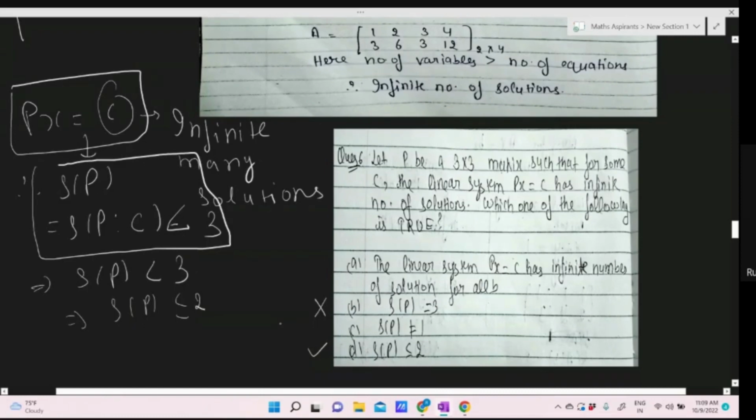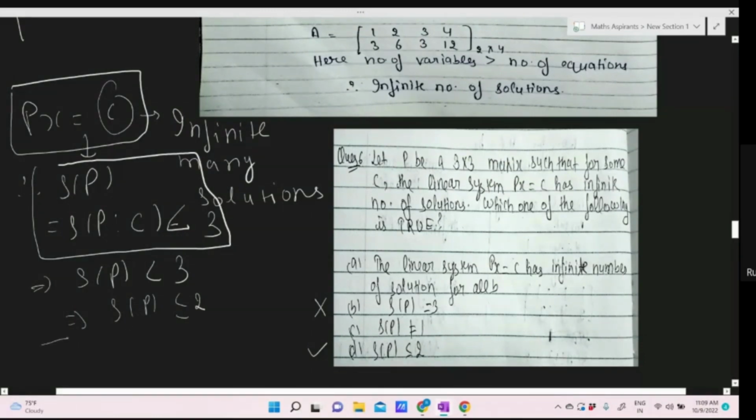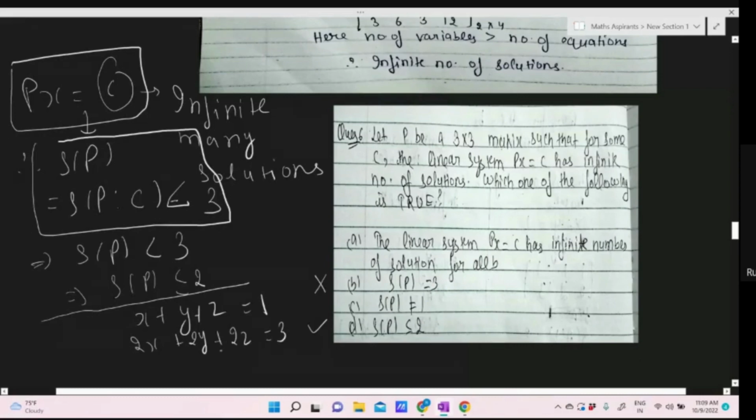Now, option number A says that Px is equal to C has infinite solutions for all values of C. This option is incorrect. For this, let us take an example. x plus y plus z is equal to 1. 2x plus 2y plus 2z is equal to 3. And for the third equation, let us take 3x plus 3y plus 3z is equal to 3.